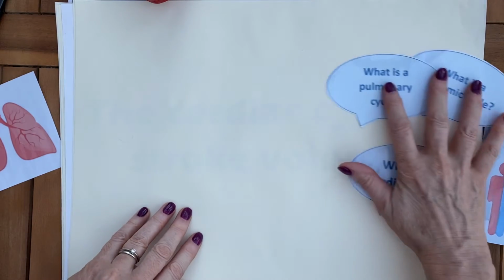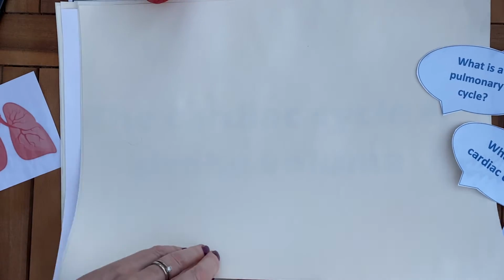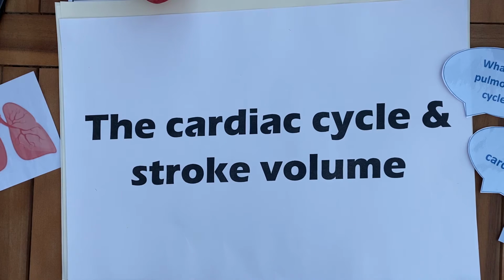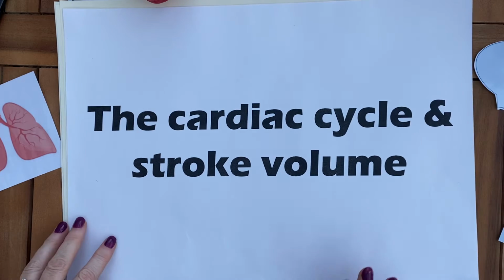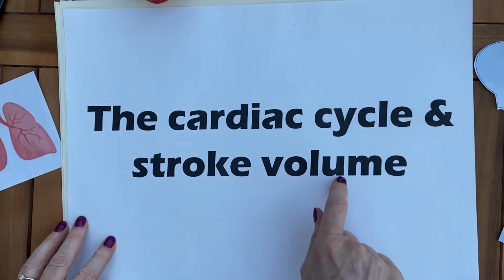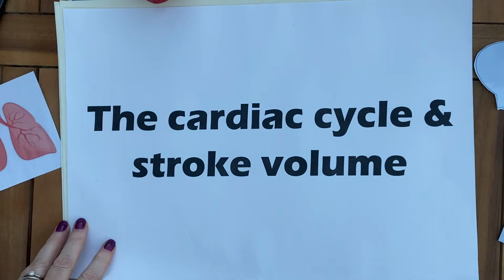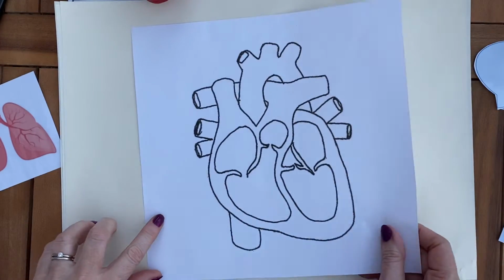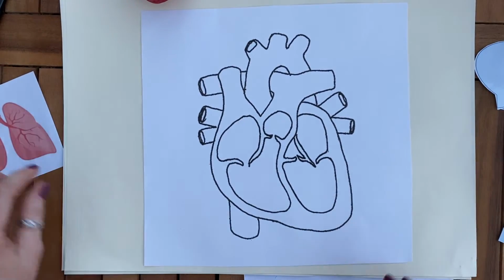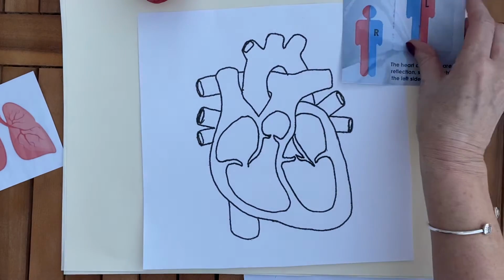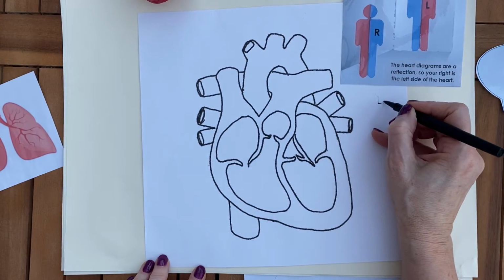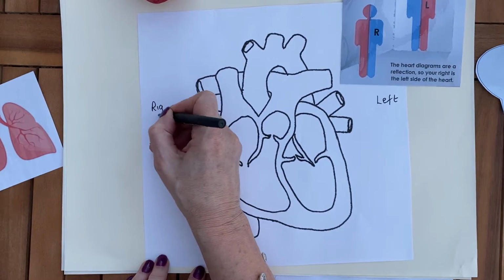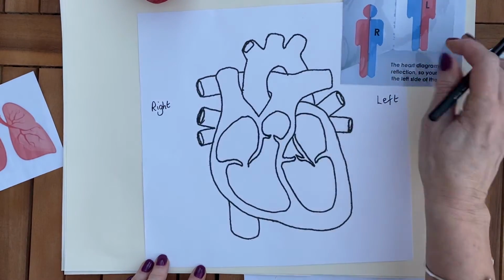I think I might draw it here, if I can find it. Okay, so we're going to now look at the cardiac cycle and stroke volume, which I'll explain. We're going to look at this bit to start off with. I think I'll move that image here. Okay, so this is a picture of the heart. And remember, you have a left and a right side, a mirror image.